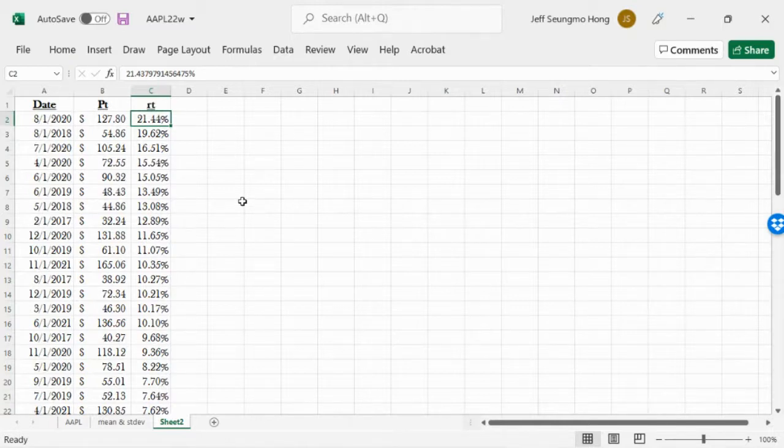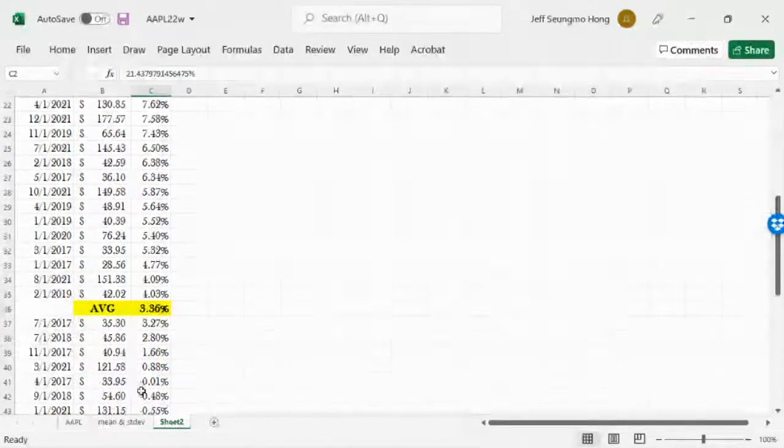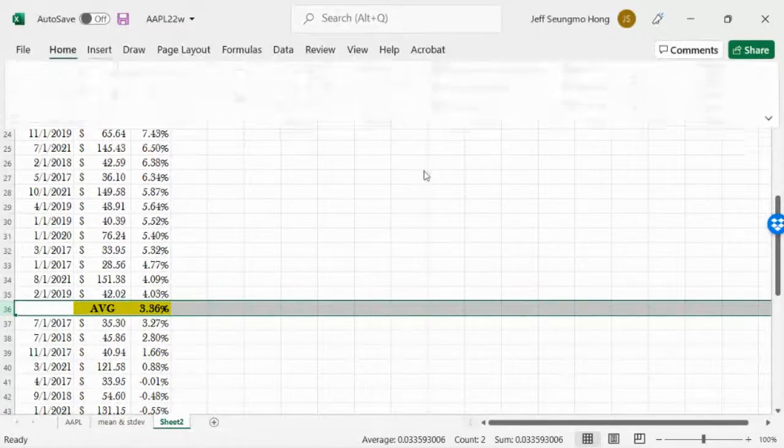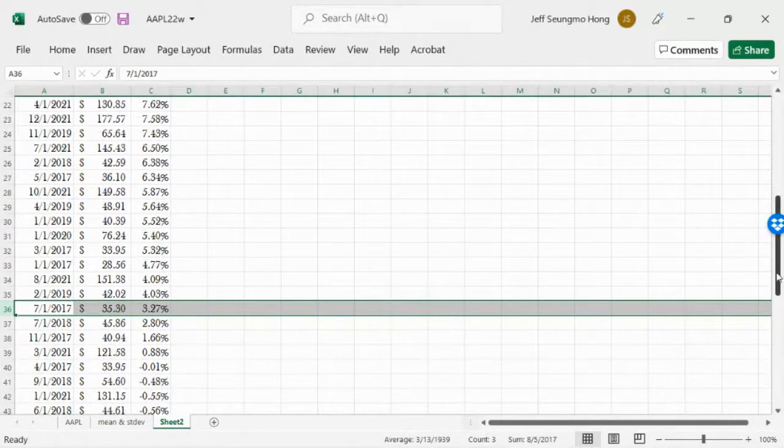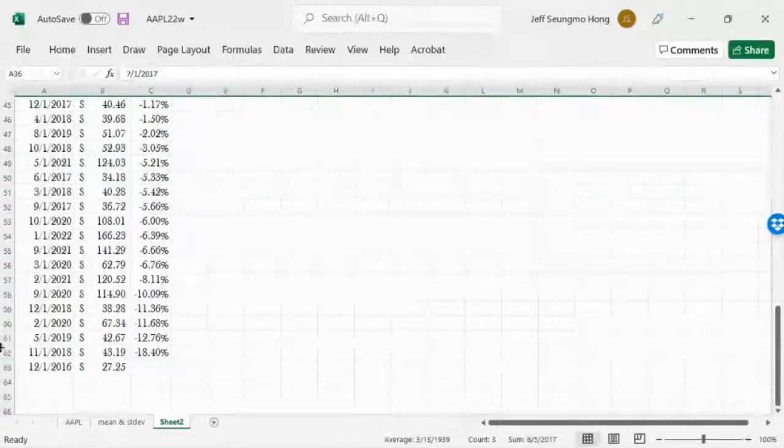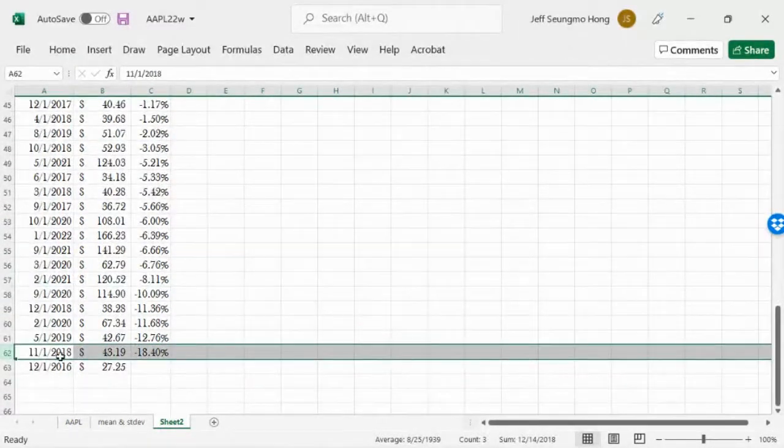We can also tell what was the best month during the last 5 years. August was the best month. August 2020. The return was 21.44. What was the worst month? November 2018. They had almost 20% loss, but it's only natural.